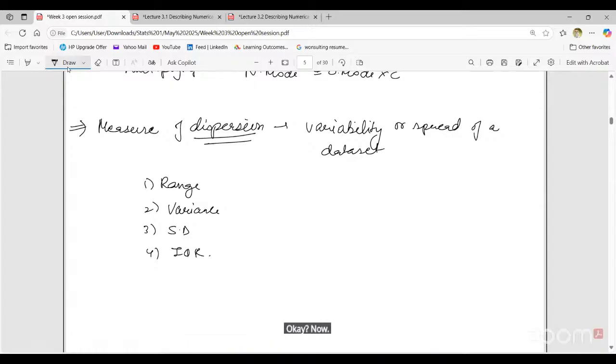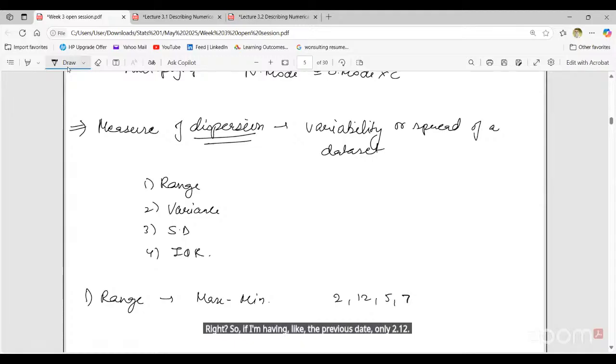So the first is range. What is range? Range is basically maximum minus minimum. If I'm having data like the previous one, 2, 12, 5, 7, 6, 7, 3, what is my maximum value here? 12. Minus the minimum, which is 2. So my range is basically 10. This is how you calculate the range.